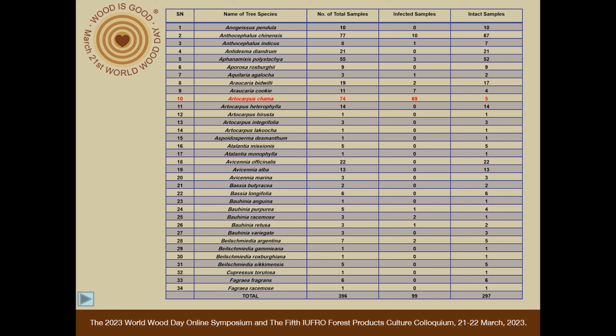This is the table enlisting Indian timbers sharing the same environment with that of Artocarpus sharma. As we can see, there were 77 samples of Anthocephalus, out of which 67 were intact, 55 samples of Aphanamixis, out of which 52 were intact, 21 samples of Antidesma, and none of them were infected, and 22 samples of Abies officinalis, and none of them were infected. There were also 14 samples of Artocarpus heterophyllus, and all of them were intact.